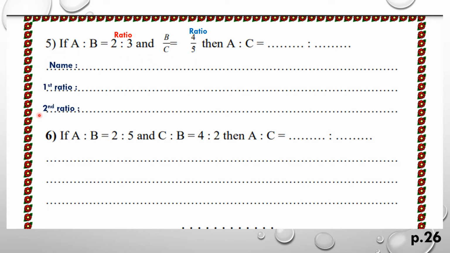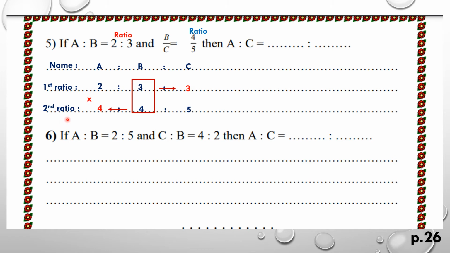Name, first ratio, second ratio. The names here are A to B to C. First ratio, A to B, 2 to 3. So 2 under A, 3 under B. B over C equals 4 over 5. So 4 under B, 5 under C. Now, do we have a completed column? Yes, we have. Let's fill the empty spaces, here with 3 and here with 4.